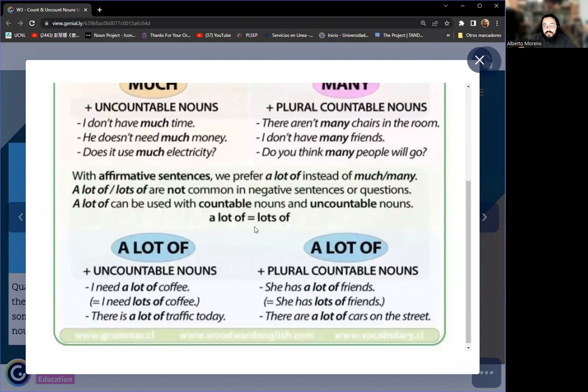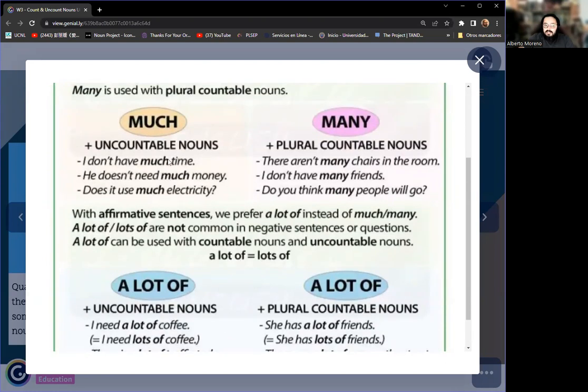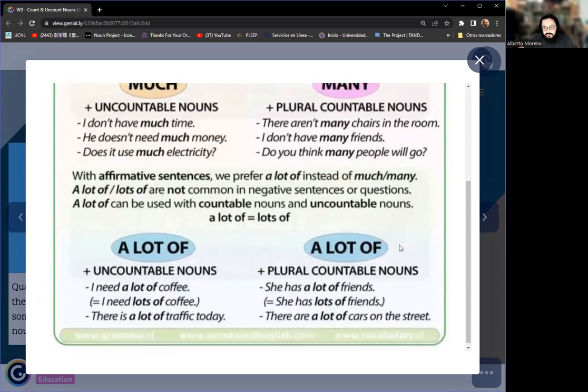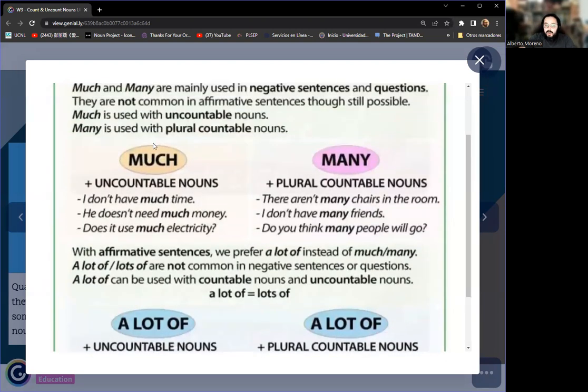But the rules also said that we can use a lot of or lots of, both of them, with uncountable or countable nouns.